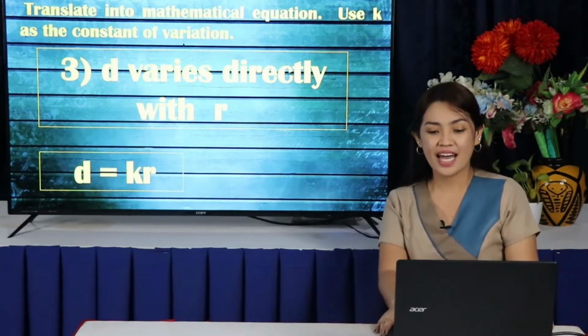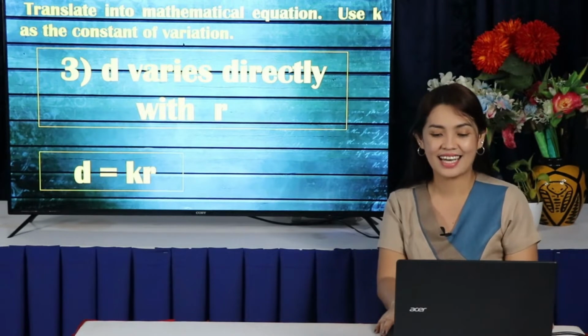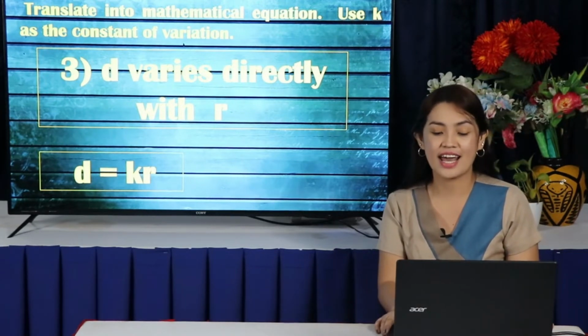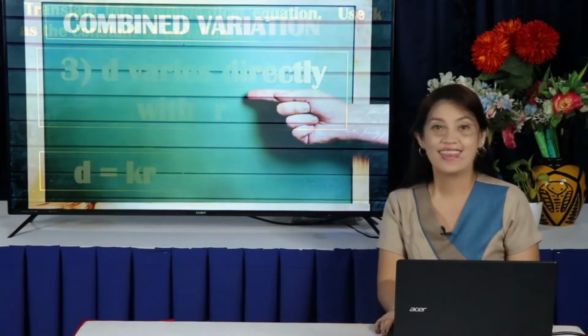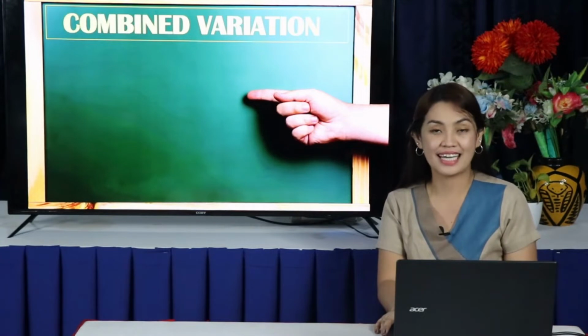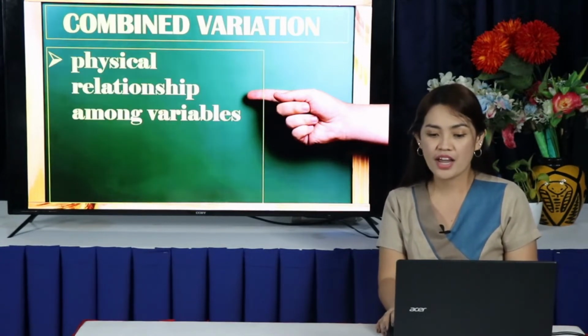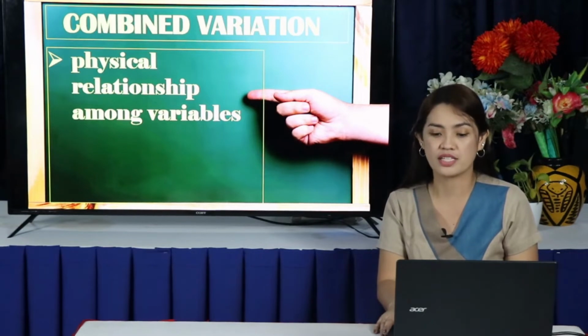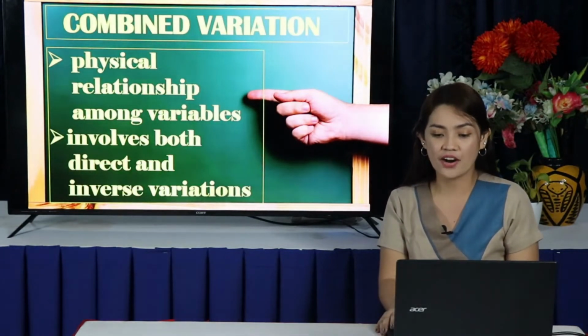Did you get 3 answers correctly? Excellent! You are now ready to proceed to the next part of the lesson. This time, let us discuss what a combined variation is. Combined variation is another physical relationship among variables. This is the kind of variation that involves both direct and inverse variations.